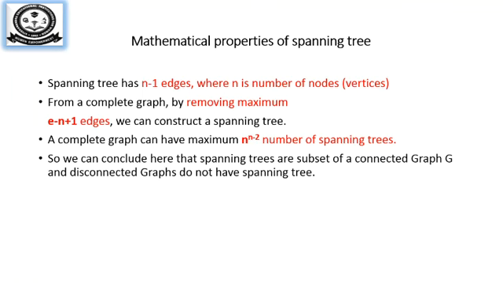For a complete graph, by removing the maximum number of edges, we can construct a spanning tree. A complete graph can have n to the power of n minus 2 spanning trees. So we can conclude that a spanning tree is nothing but a subset of a connected graph. Disconnected graphs are not considered to have a spanning tree.